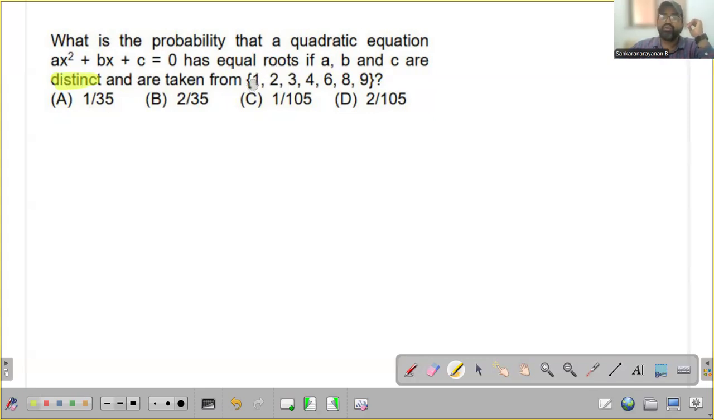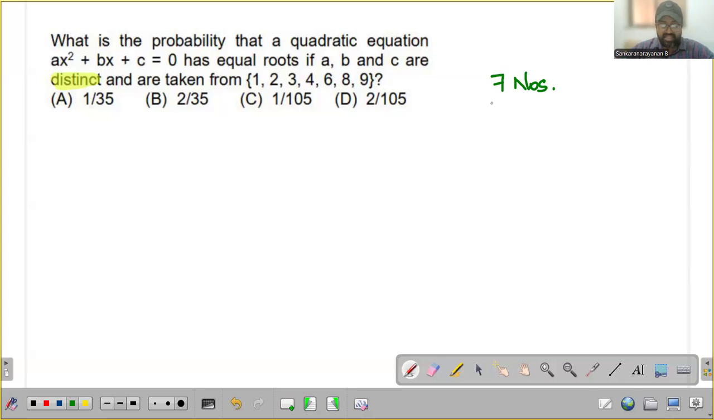If you look at it, 1, 2, 3, 4, 6, 8, 9, you can see that there are 7 numbers. Now, you have to pick 3 from the 7 available. Listen carefully, you have to pick 3 from these 7 available. How many ways can it be done? You can see that that is nothing but 7C3. So now you have selected 3. Now you have to assign those 3 to A, B, and C. How many ways can you do it? You can get this done in 3 factorial ways.